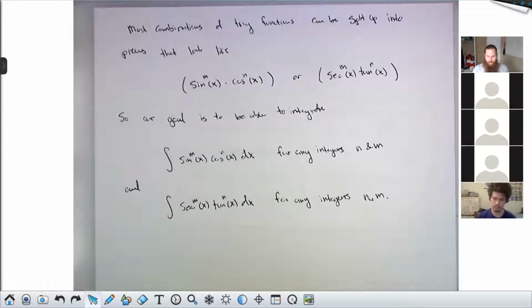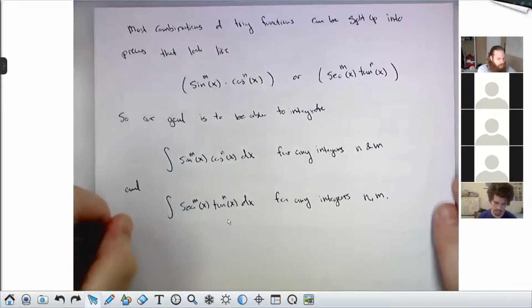So this first group of integrals I will call sine cosine integrals. The second group of integrals I will call secant tangent integrals. And what we're going to do is look at the even or oddness, the parity, of the powers. And that's how we'll break it down. I will give you a strategy for these, and I'll give you a separate strategy for those. So let's begin with the sine cosine integrals.